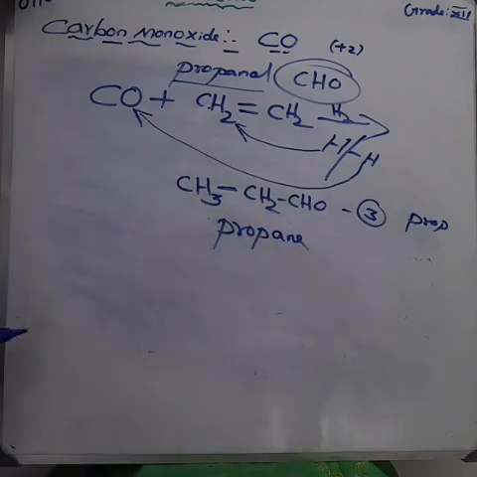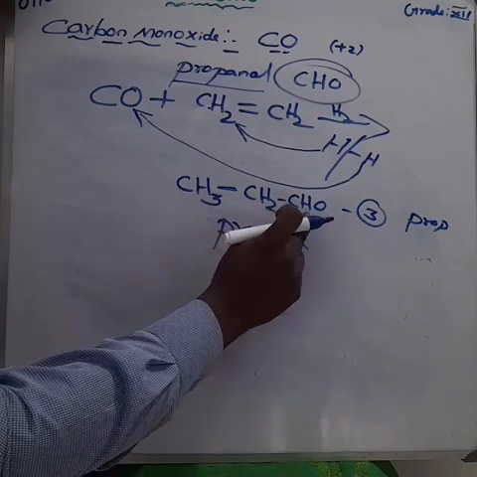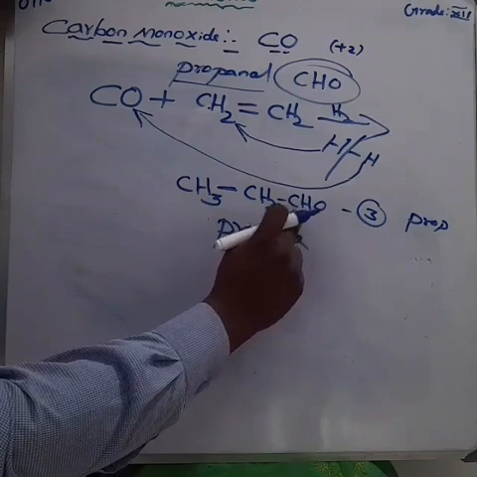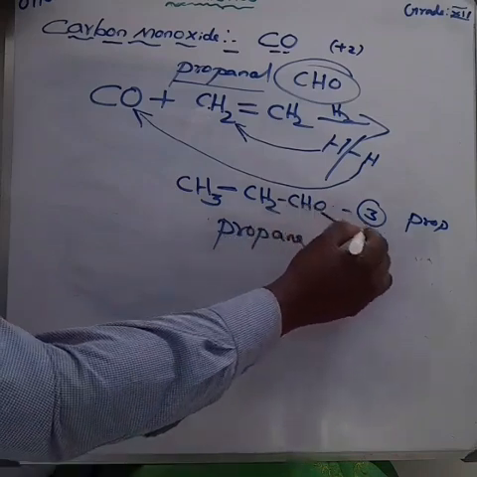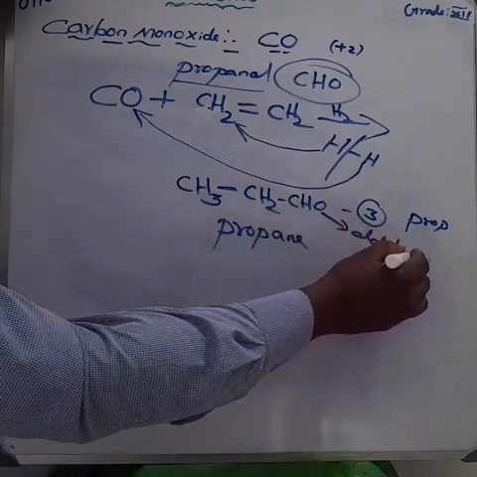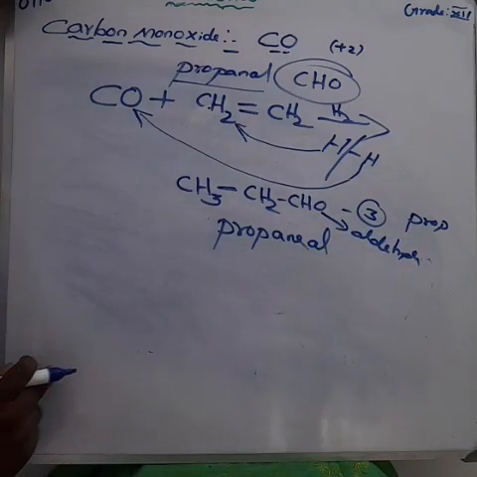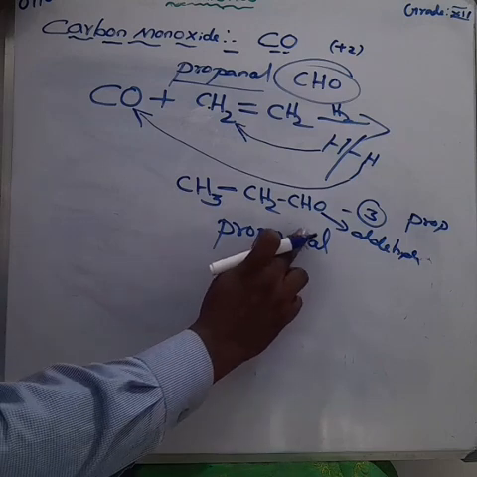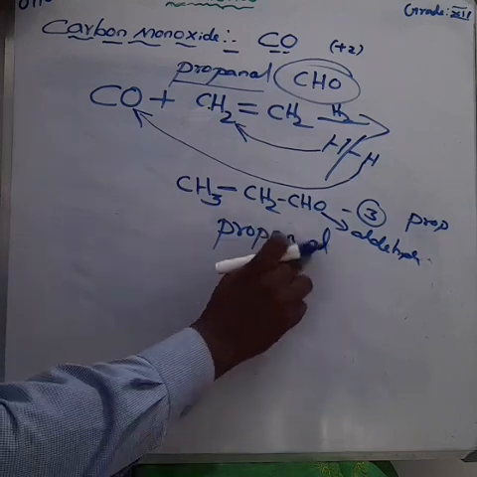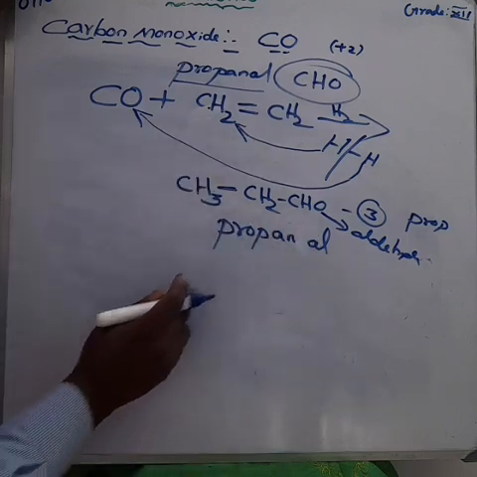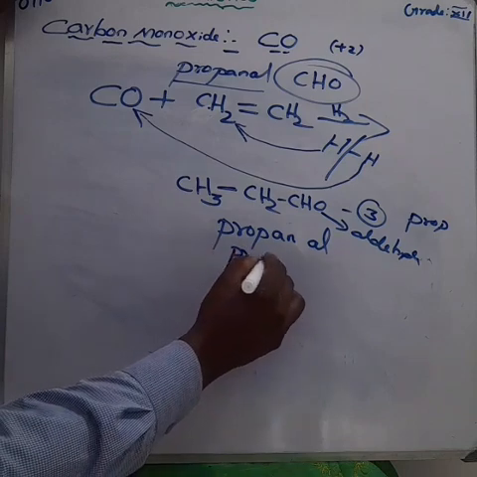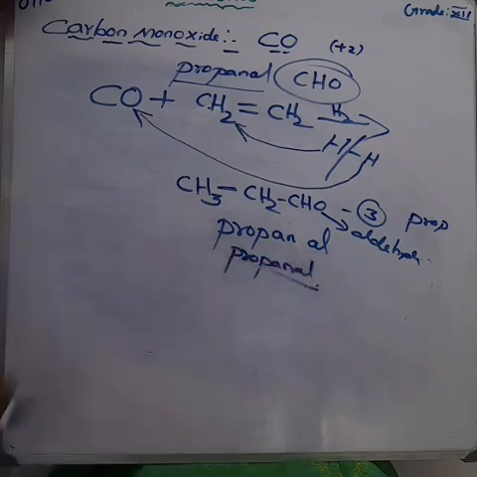Then here the functional group is CHO. What is the functional group? CHO. So CHO means we have to write the suffix AL. So what is the name? Here the E is dropped. So what is the name? Propanal. Propanal is the name of the compound.